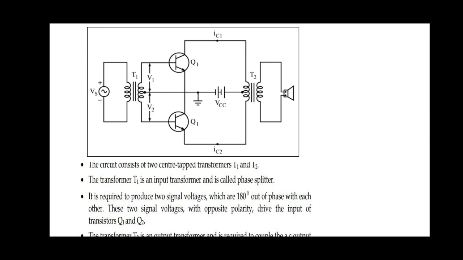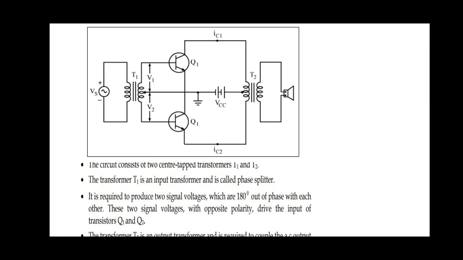So the advantage of the push-pull amplifier is that even harmonics are absent in the output. The problem of core saturation and non-linear distortion will not appear because of cancellation of the DC component of collector current. The output is double that offered by the single-ended stage.